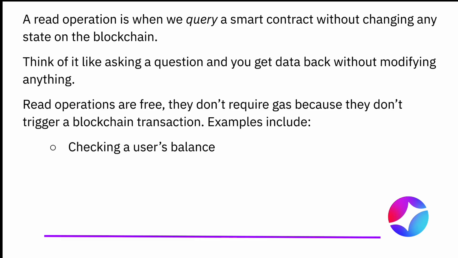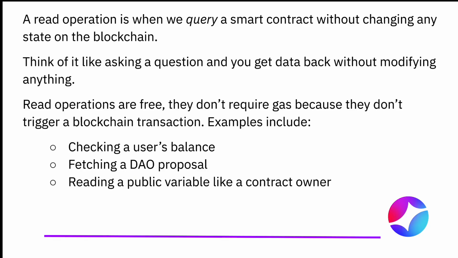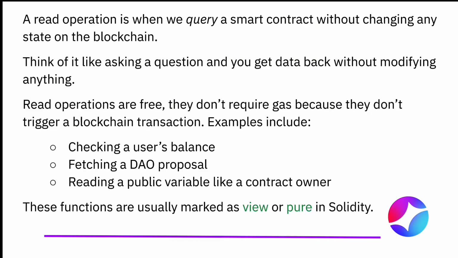Examples include checking a user's balance by simply calling it balance, or fetching a DAO proposal, or reading a public variable like a contract owner that has been declared in a smart contract. So these functions are usually marked as view or pure in Solidity.